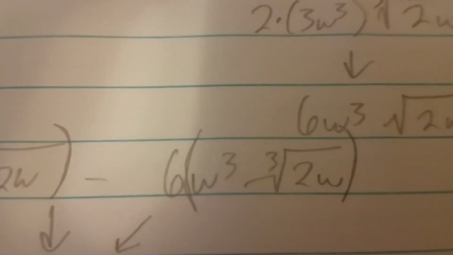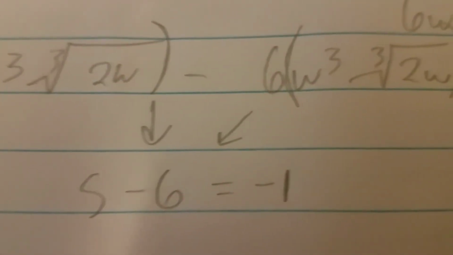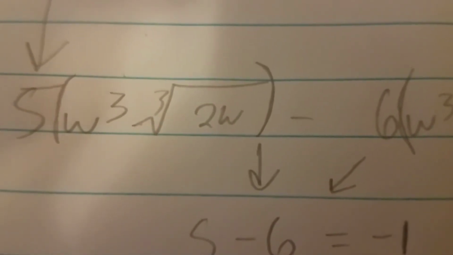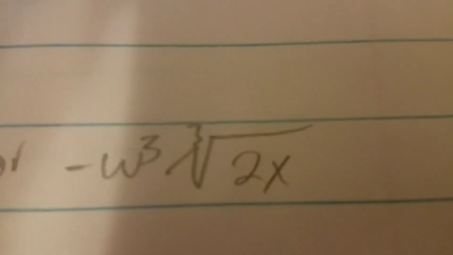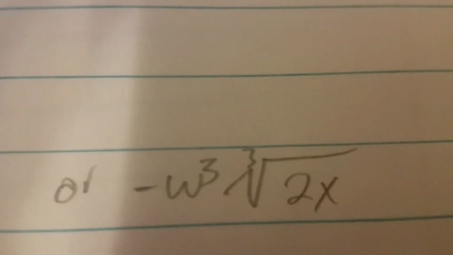Now it's just a simple form of 5 times the variable minus 6 times the variable. When the variables are the same, you just look at the numbers. So 5 minus 6 is negative 1, but then you have to add the variable in. So it'd be negative 1 times w cubed times the cube root of 2w, or just negative w cubed times the cube root of 2w. Although I put x there because I'm used to working with x's, but that should be a w.